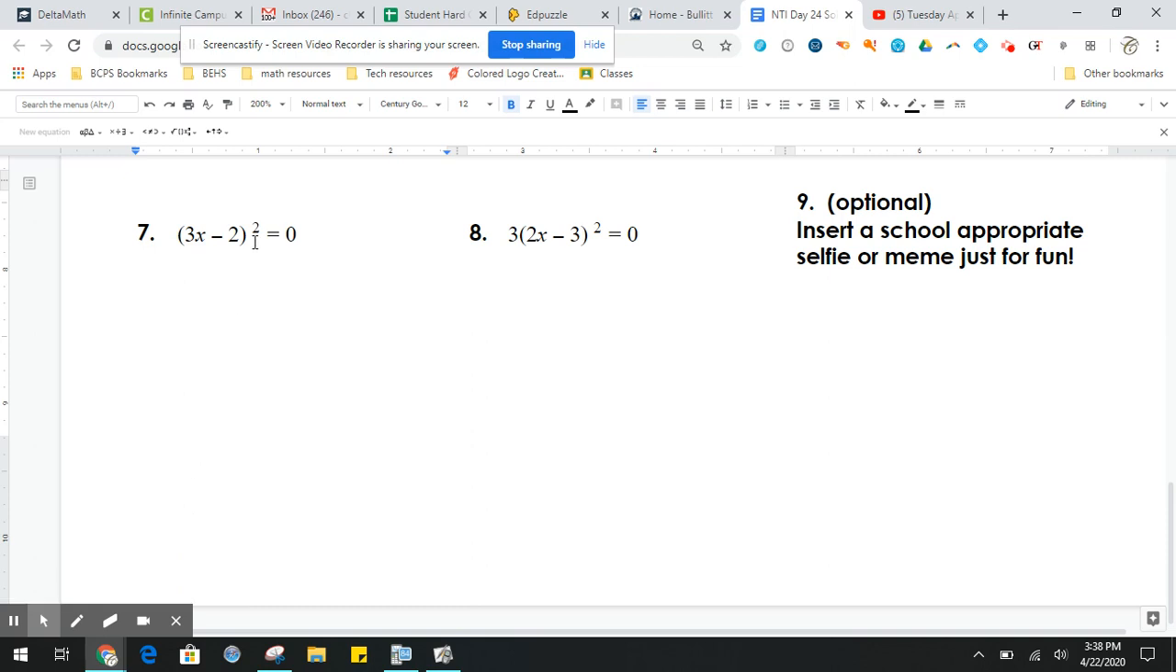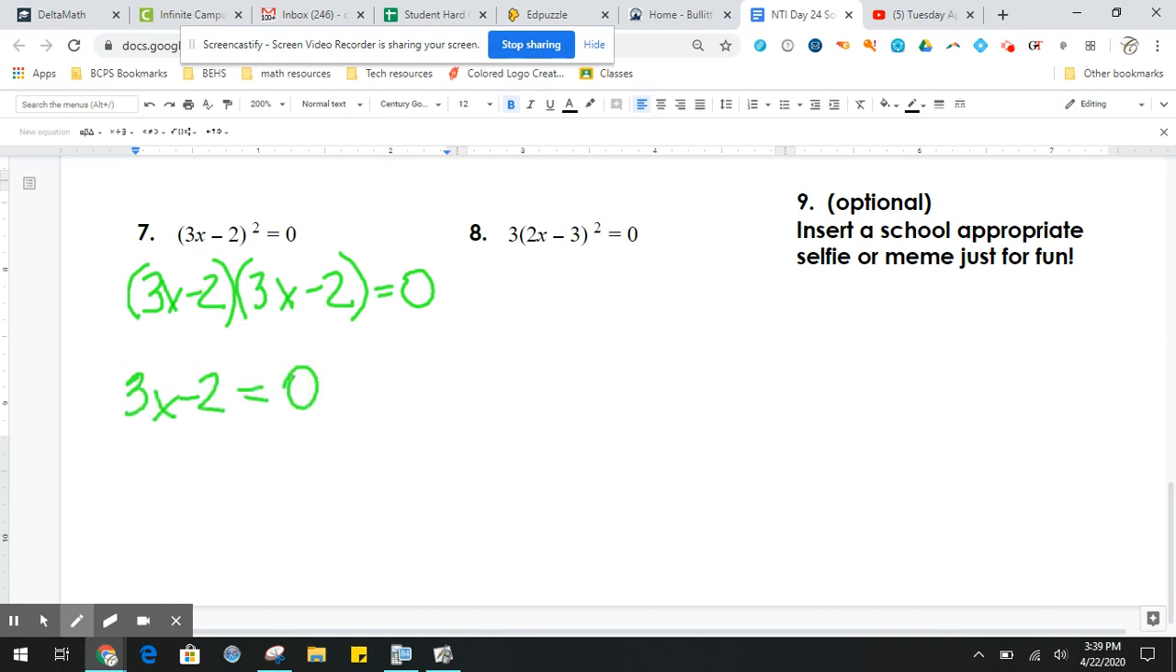And here's the last example. On the last example, we have 3x minus 2 to the second power, or squared, equals 0. Remember that 2 to the second power means 3x minus 2 has been used twice. I'm only going to solve one of these because I do already know that if I solve both of these, they're going to be the same answer since they're the same question. So I'm just going to solve 3x minus 2 equals 0.